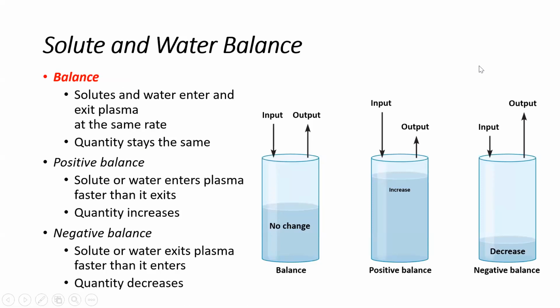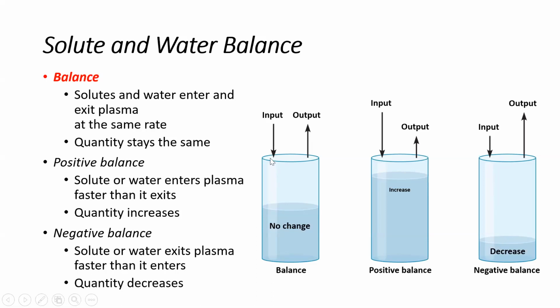Now, as we talk about balance, a system is in balance when the solutes in water that enter are the same amount of solutes in water that exit, and they're doing so at the same rate. And so we have no overall change in the total water in the system or in that substance or in this container we can think about for this example, because the inputs are exactly equal to the outputs. And this is in a state of balance. And this is where the body likes to be in terms of urine production.